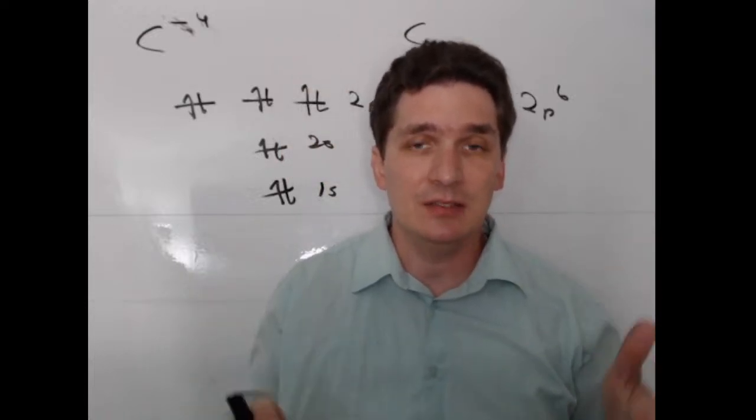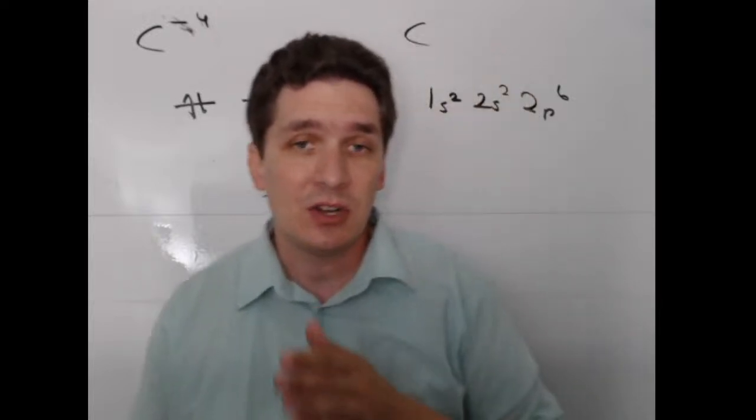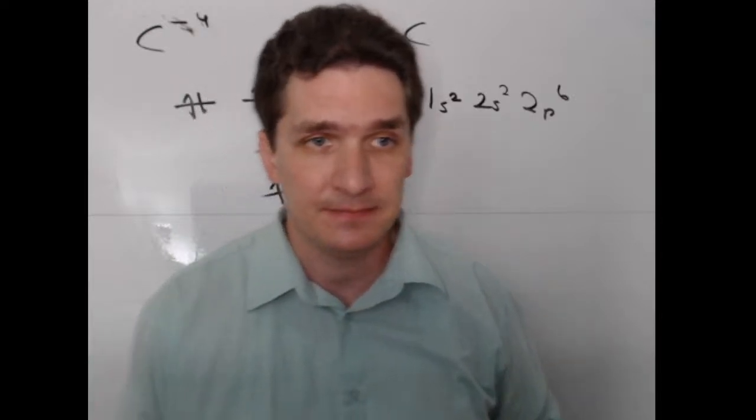So you start with the base configuration, and then you add or subtract electrons depending on the charge. If it's got a positive charge, you lose that many electrons. If it has a negative charge, you gain that many electrons.